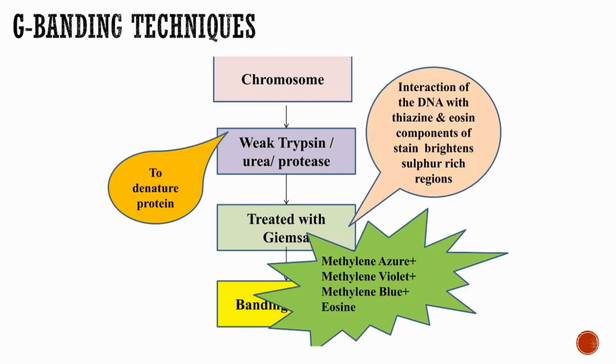In the G banding technique, we have the chromosome. Addition of trypsin or the protease is done to denature the proteins. It is treated with Giemsa stain and the banding is done. Interaction of DNA with thiazine and eosin components of the stain brightens the sulfur-rich regions, forming methylene azure, methylene violet, methylene blue, and the eosin.